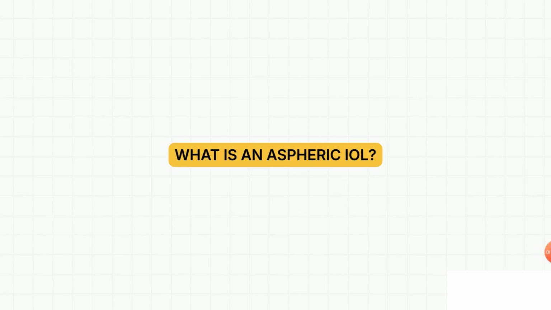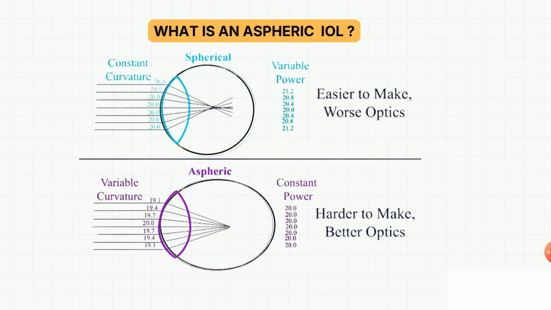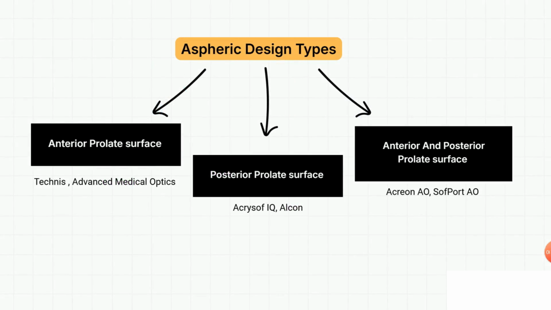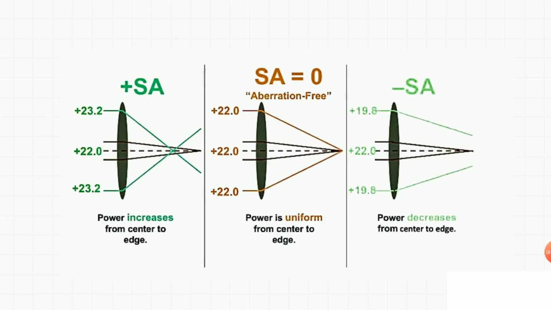This is where the aspheric IOLs come in. So what is an aspheric IOL? An aspheric IOL is designed so that the curvature changes gradually from the center to the periphery instead of having a constant radius like a spherical lens. This asphericity is achieved by making one or both surfaces prolate, meaning flatter in the periphery. Now, different manufacturers do this differently. Some will use an anterior prolate surface, some a posterior prolate surface, and some designs incorporate both surfaces. There are three functional categories of IOL optics based on the spherical aberration.